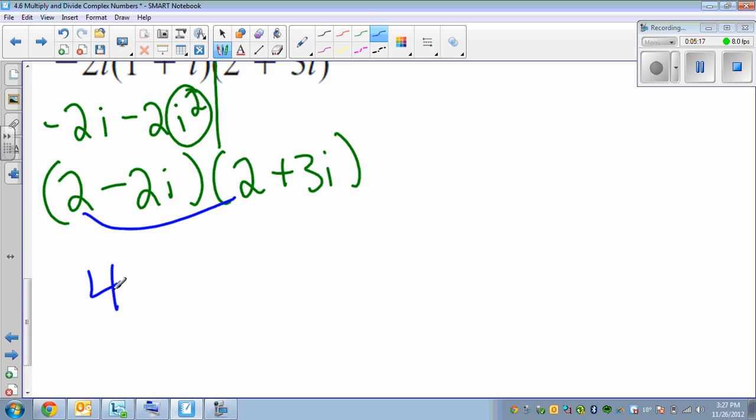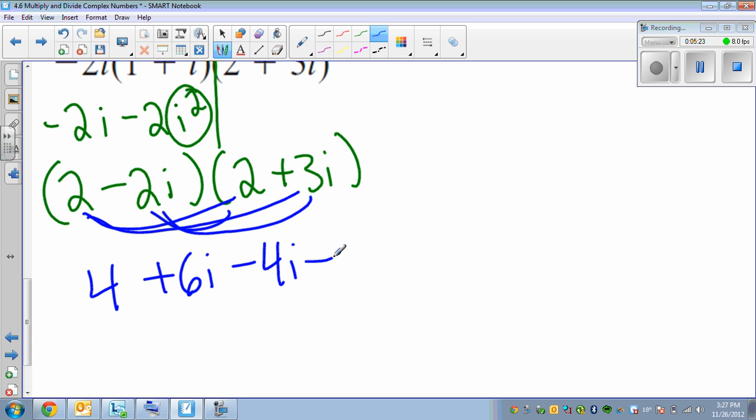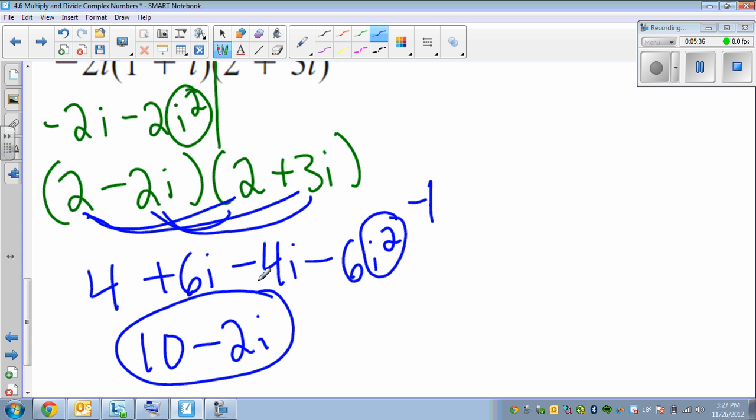Two times 2 is 4. 6i, negative 4i, and negative 6i squared. Remember, this is negative 1, so that's really a positive 6 here. So 4 plus 6 is 10. Subtract those, and that's our final answer.